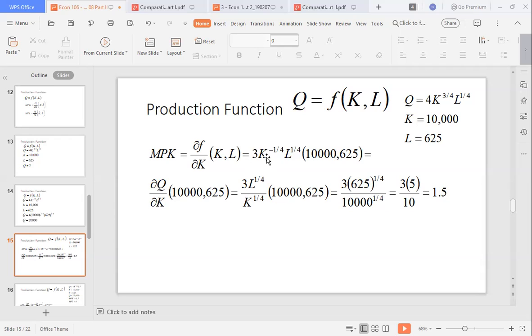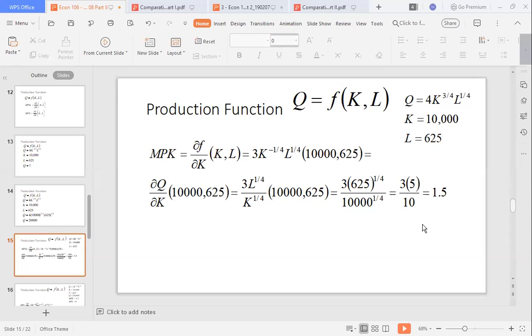So again, rules of exponent, you can just carry this one down, and then you'll have a positive 1/4 as an exponent. So that's your MPK now, equal to 3L raised to the power of 1/4 over K raised to the power of 1/4. So again, I carried this one to the denominator. And then I also wrote down on the side our combinations of inputs. So the next thing that we did was, because we have values already, we can just easily substitute all the values for K and L, and thus arrive at 1.5.